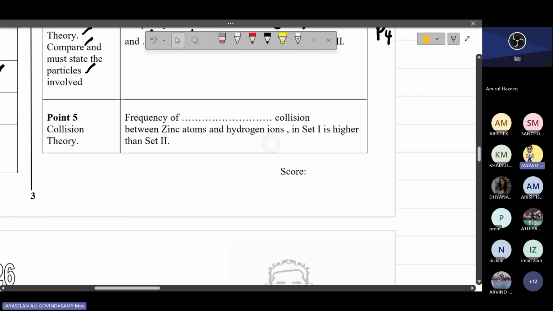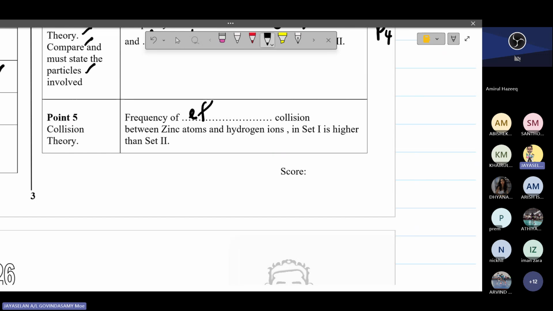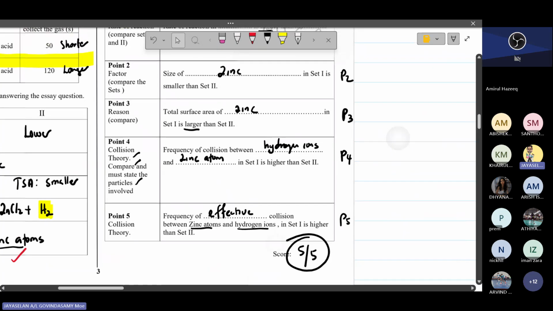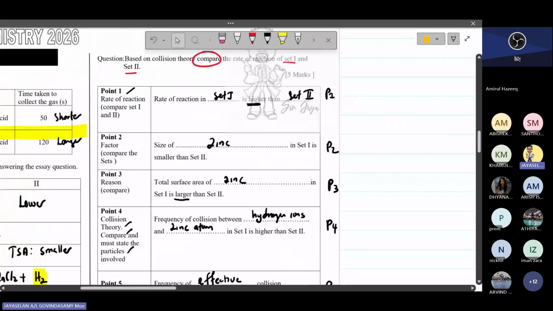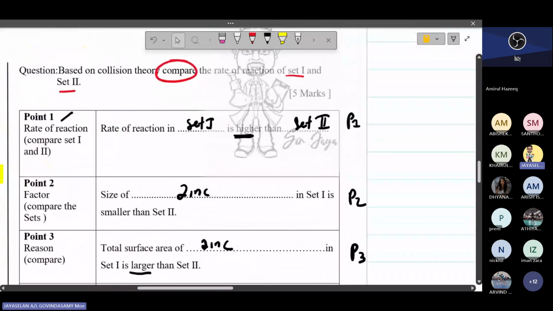Okay, last point, also collision theory. You must put the particle, frequency of what collision? Effective collision between zinc atoms and hydrogen ion in set 1 is higher than set 2. You already score 0.5. Your perfect marks 5/5. Any question? So you do it in essay format. So this is the answer. So you want to copy? Copy now.